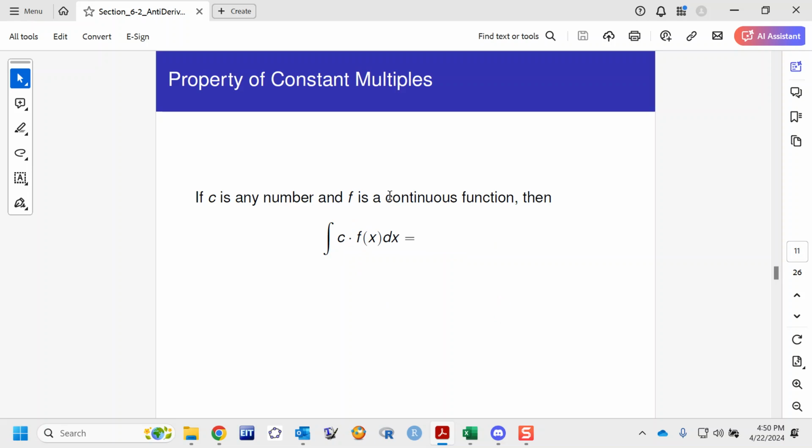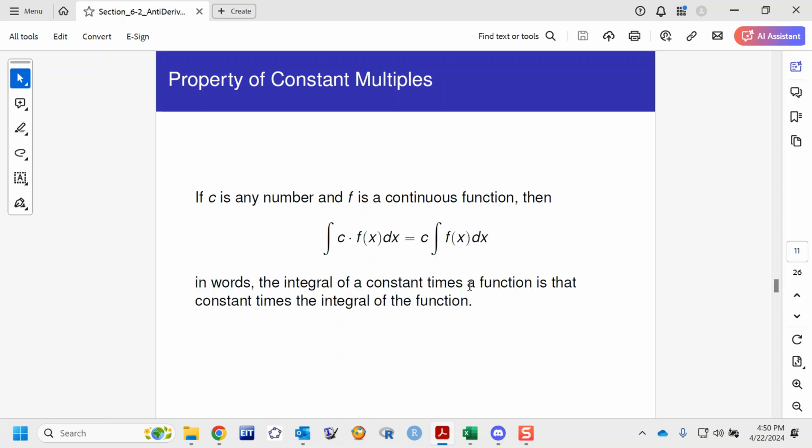There is a property of constant multiples that says if c is any real number and f is a continuous function, then the integral of c times f of x dx can be written as c times the integral of f of x dx. So in words, the integral of a constant times a function is that constant times the integral of the function. We proved this statement in class.